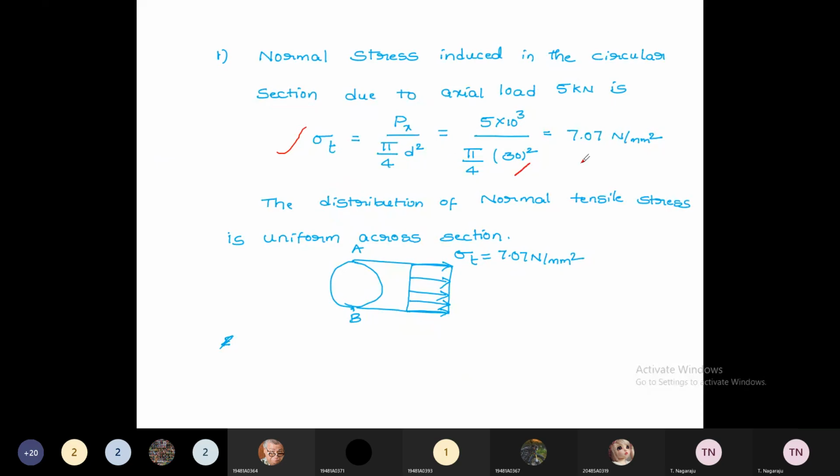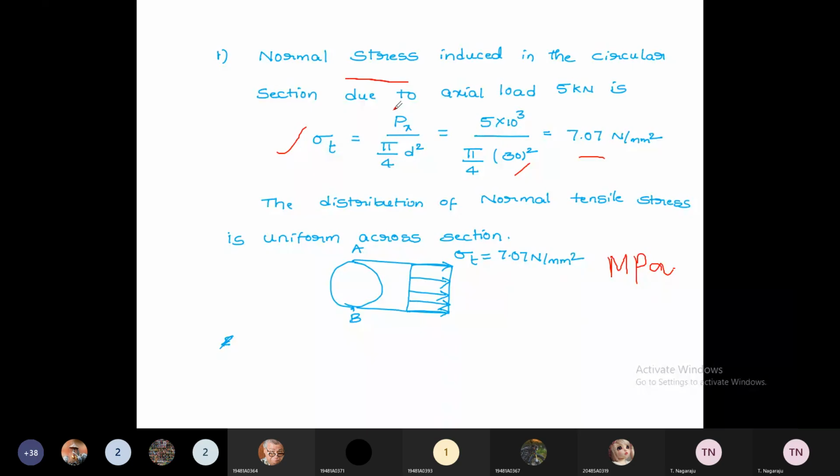Then if you substitute, this is the direct stress acting on the member. And you know that direct stress distribution is a uniform distribution. The distribution is like this, uniform. 7.07 Newton per mm square is acting uniformly over its cross section. Newton per mm square is also called megapascals. So 7.07 megapascals is the direct or normal stress.